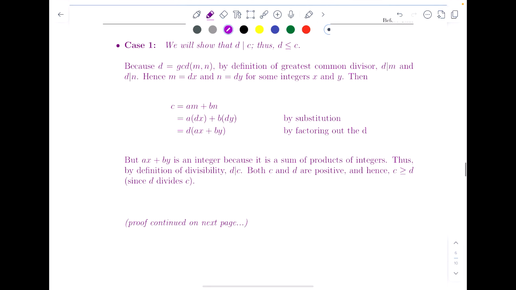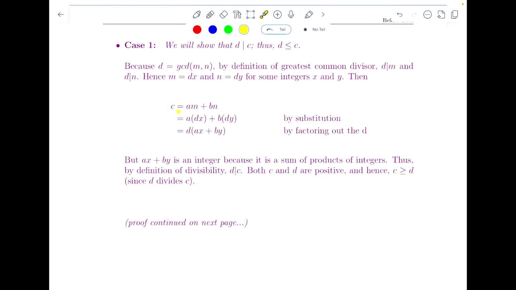All right, looking at the cases, d divides c, therefore d is less than or equal to c. d is literally the GCD of m and n, and therefore by the definition of the greatest common divisor, d divides m and d divides n. That means m is equal to dx and n is equal to dy for some integers x and y.